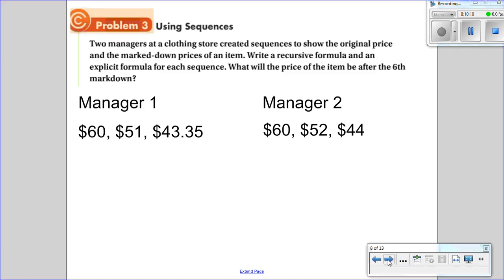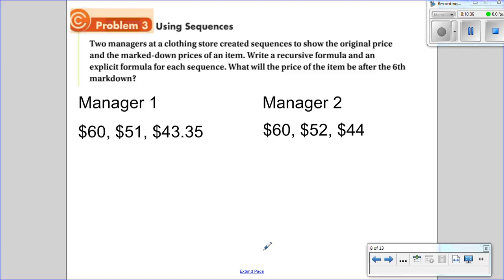Two managers at a clothing store created sequences to show the original price and the markdown price of an item. Write a recursive formula and an explicit formula for each sequence. All right, so manager 1. So we got to find out what's the ratio here? What are they marking it down by each time?